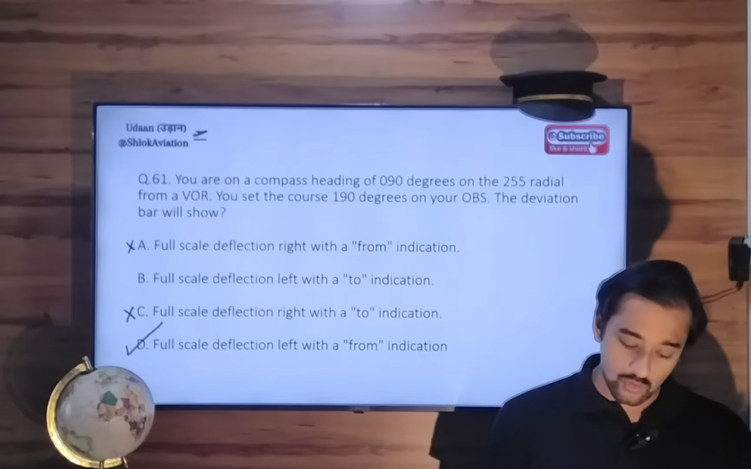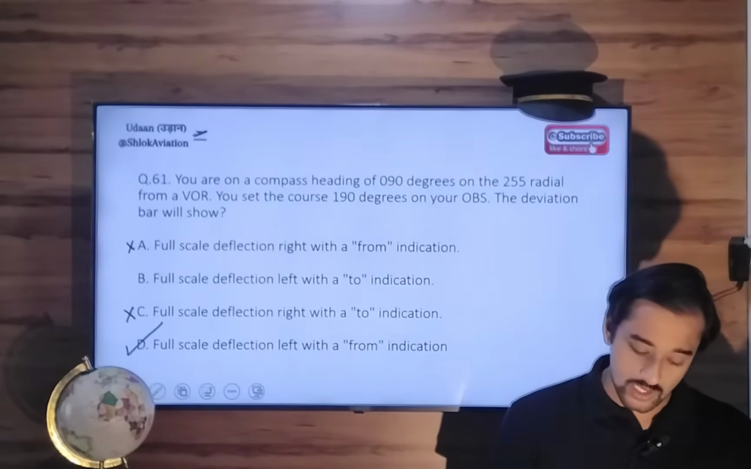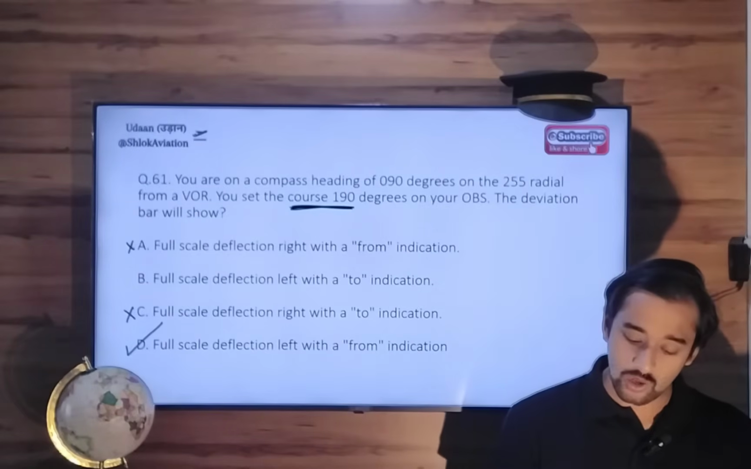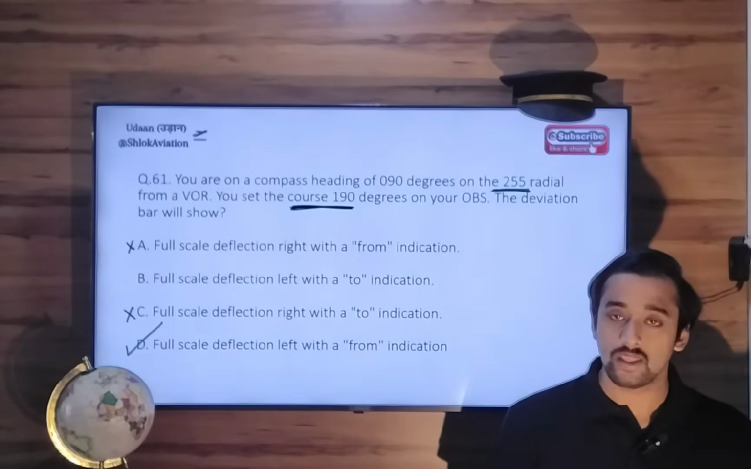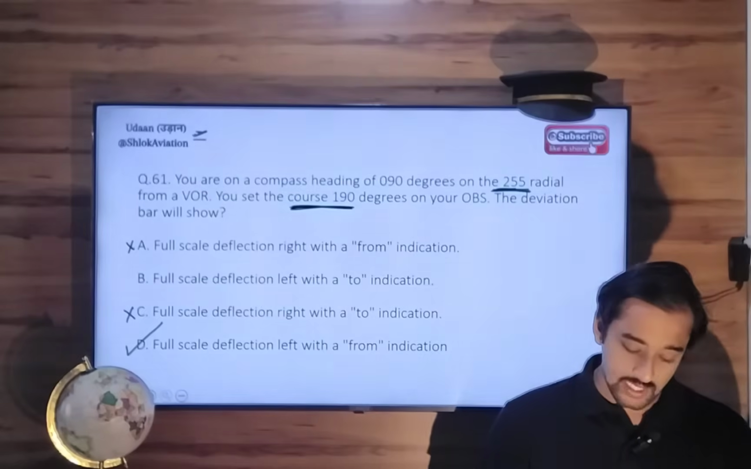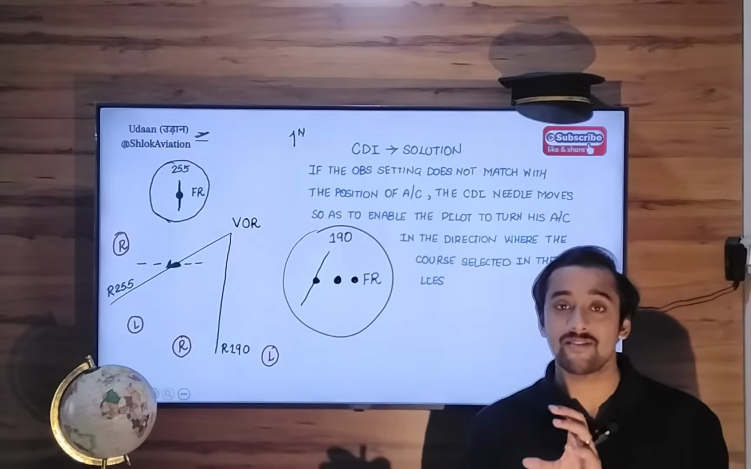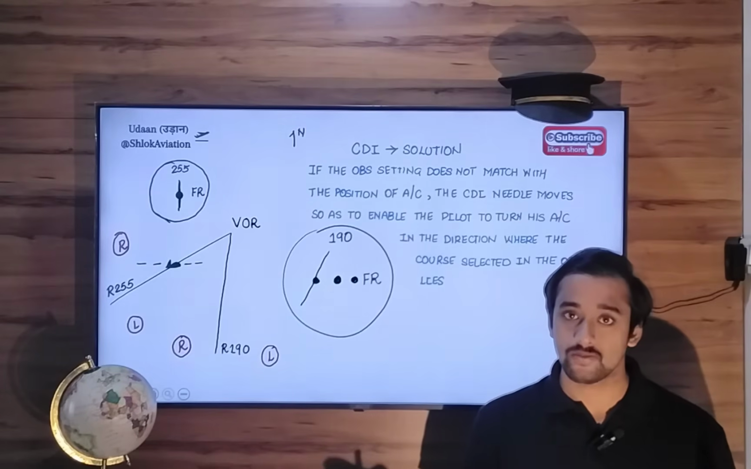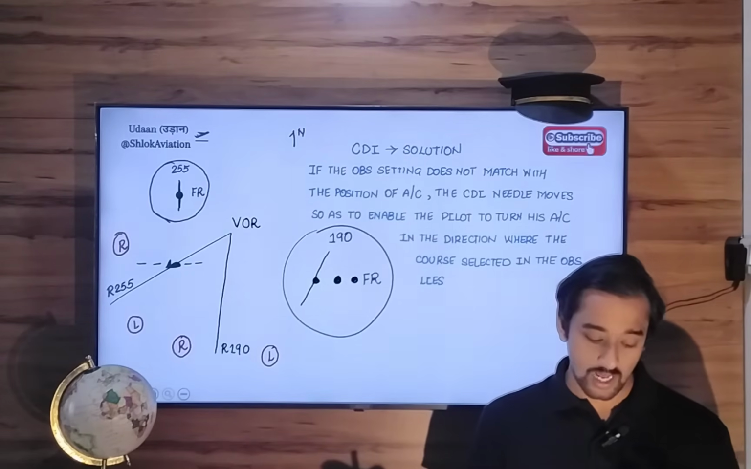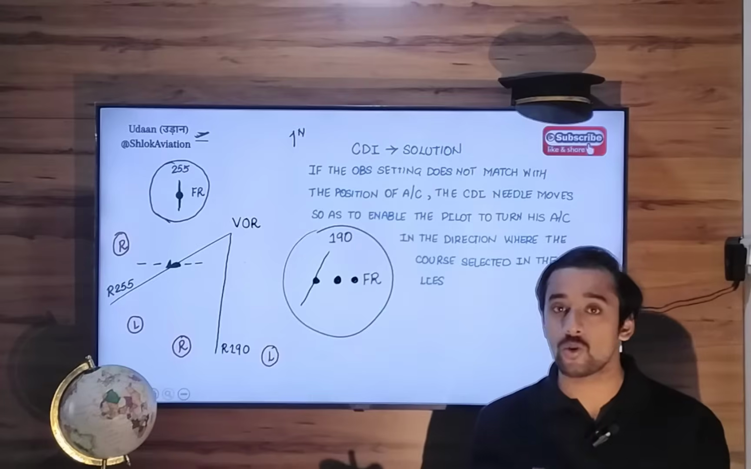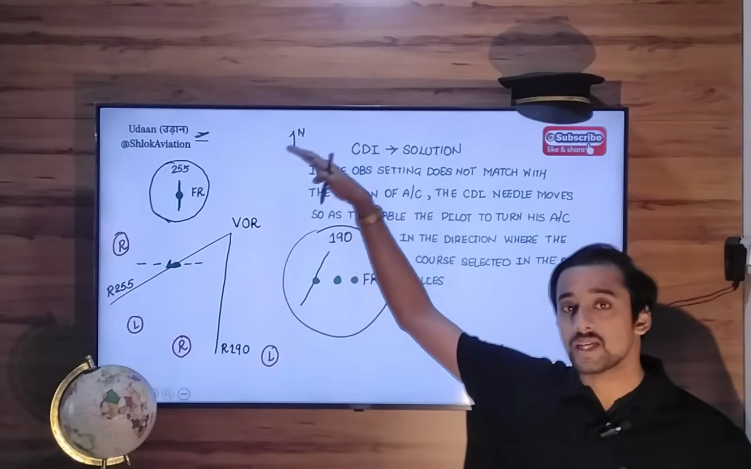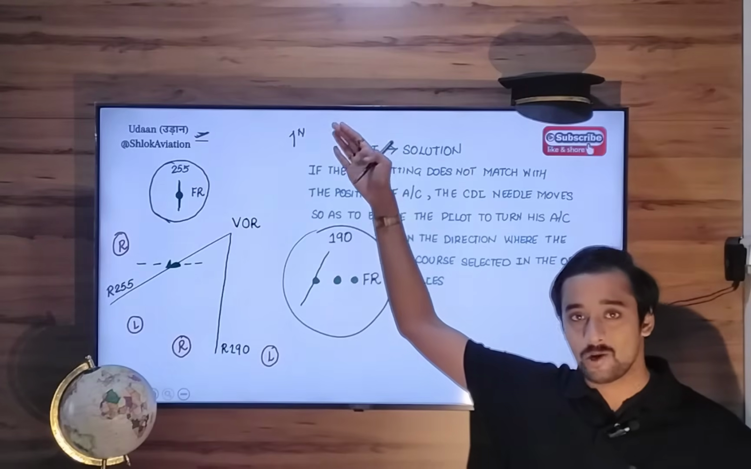Okay, because we have put the course 190, which is an outbound course, and we are also on radial 255. So the radials or the settings that we have put in the OBS are for outbound tracks. In case of inbound tracks we will have to put a setting or a course which is any direction to the opposite side of VOR.